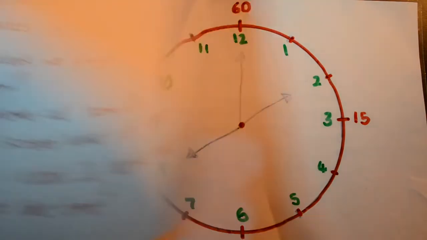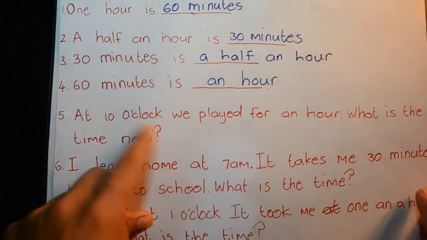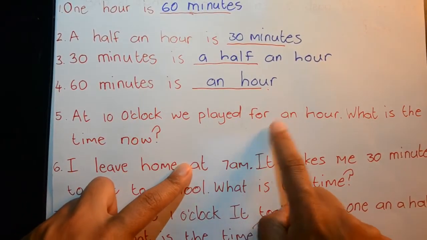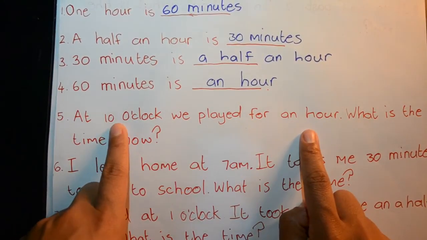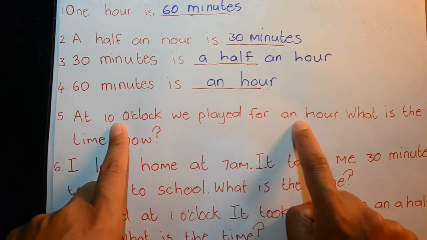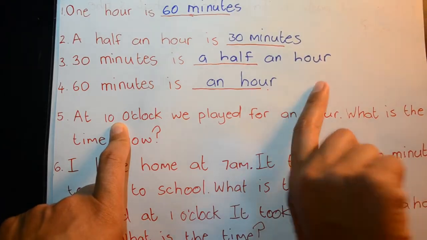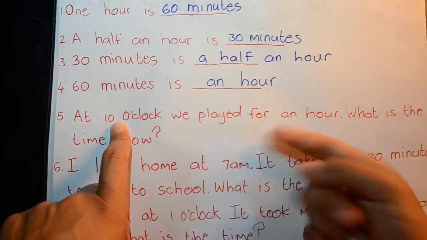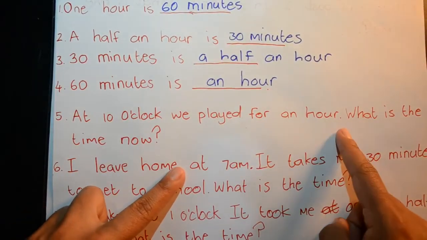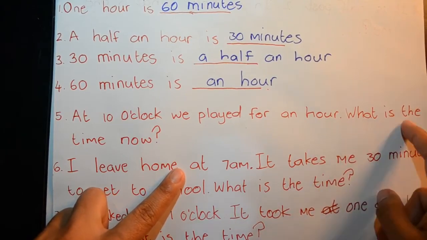So we have here, at 10 o'clock we played for an hour. How long is an hour? 60 minutes, which means the long end goes right around. Okay, and then I'm asking you the question, what is the time now?